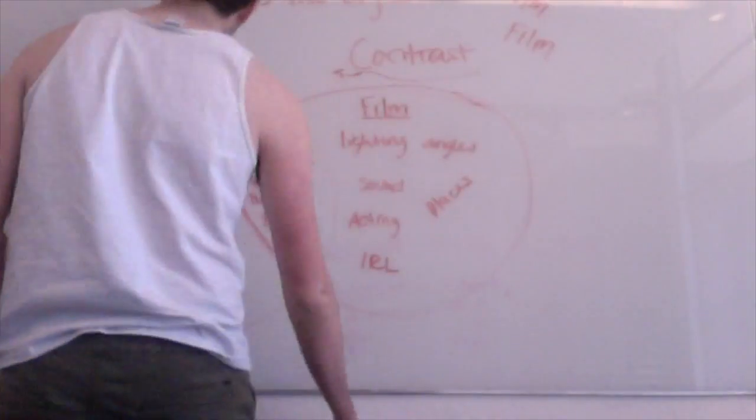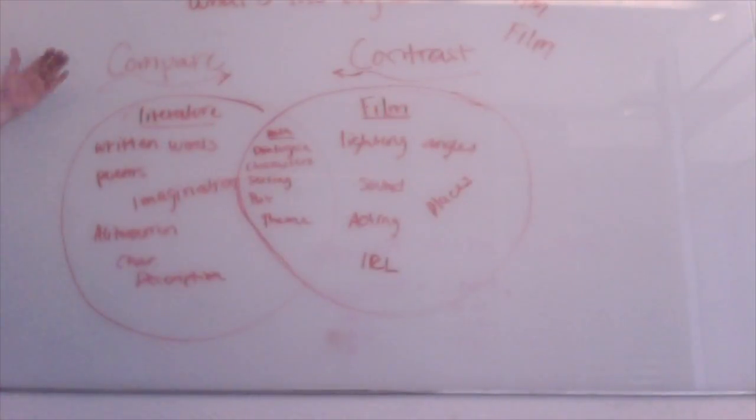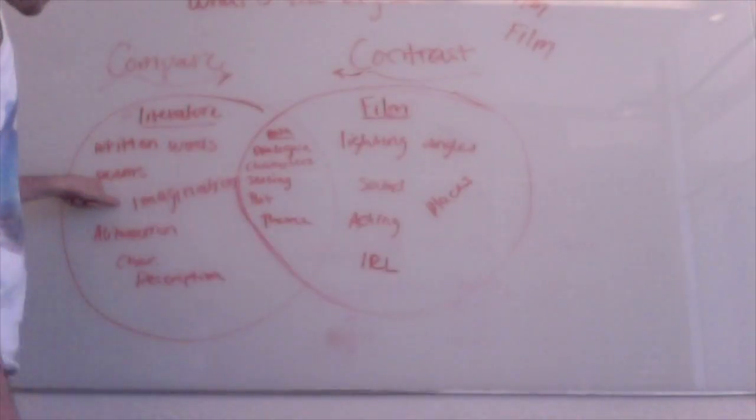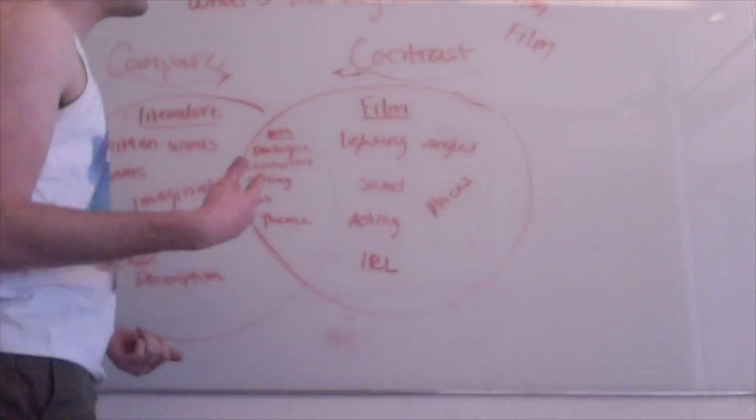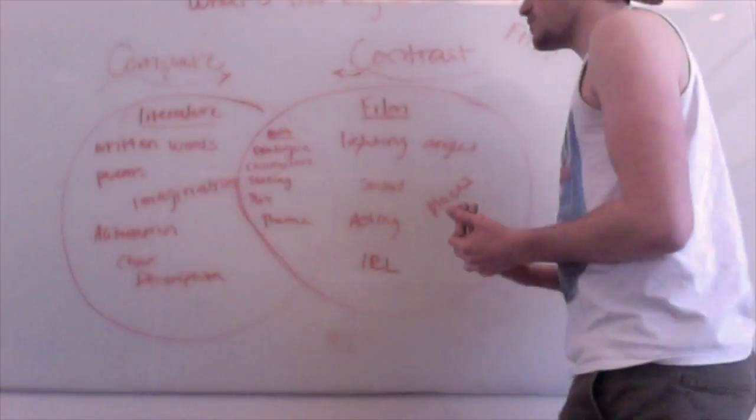So on the literature side, let's think about this, guys. We have written words. We've been going through poems. A lot of reading involves imagination. There can be alliteration, assonance, all those types of vocab words that you guys already know. And then there's character description. Now on the film side, this is where we get a little bit trickier.